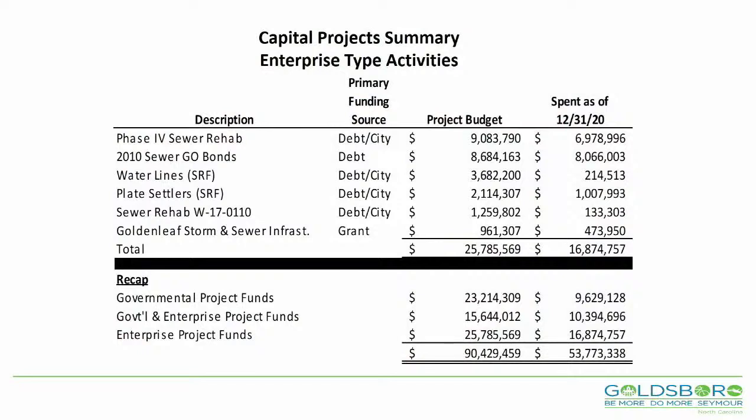Okay. All right, and then really just enterprise type activities. You heard Mike Wagner touch on that a little bit yesterday. We've got a lot of sewer rehab, and we've also got some water infrastructure that's also getting done, work at the water plant on the Plate Settlers project. That totals about almost 26 million, and we've spent about 16, almost 17 million. As you heard Marty say, we're almost done with Phase 4 sewer rehab right now.